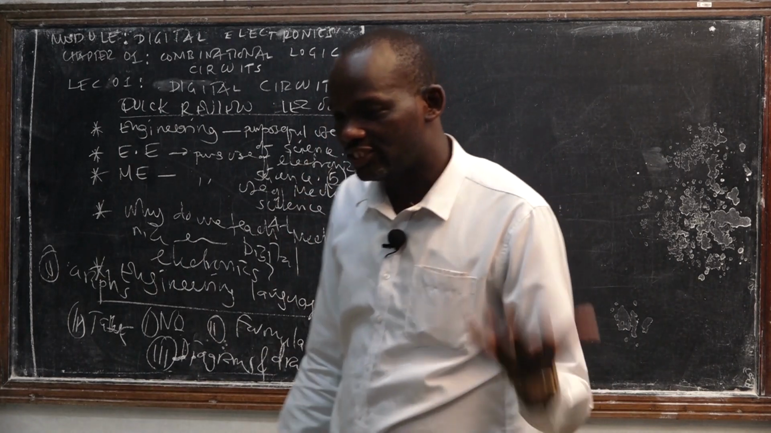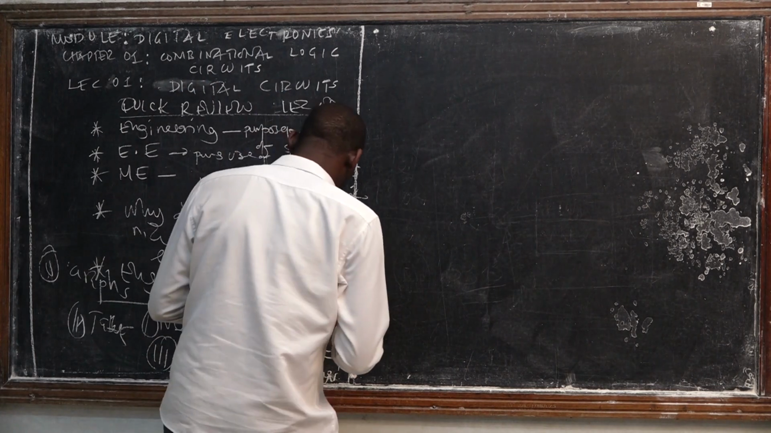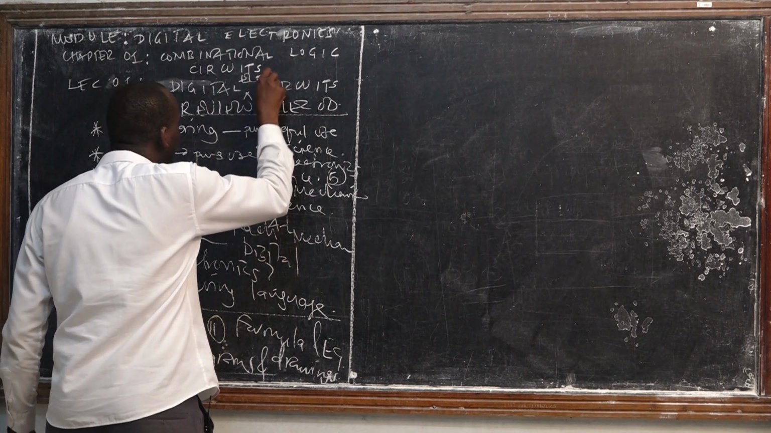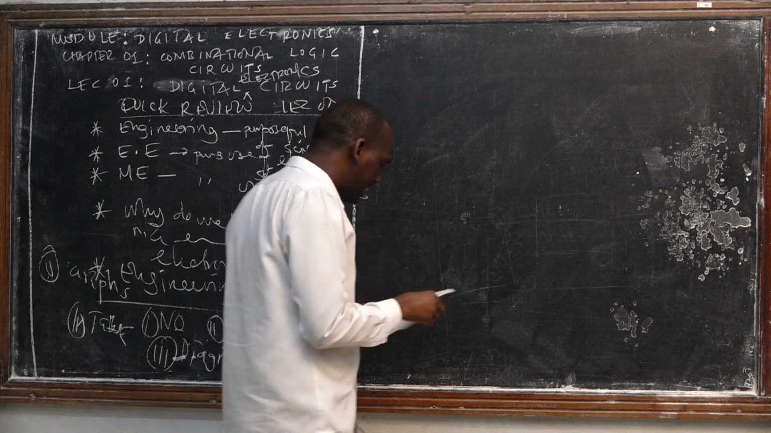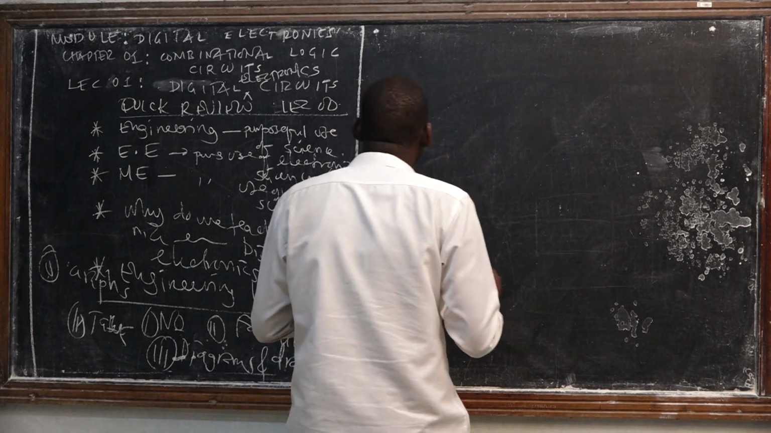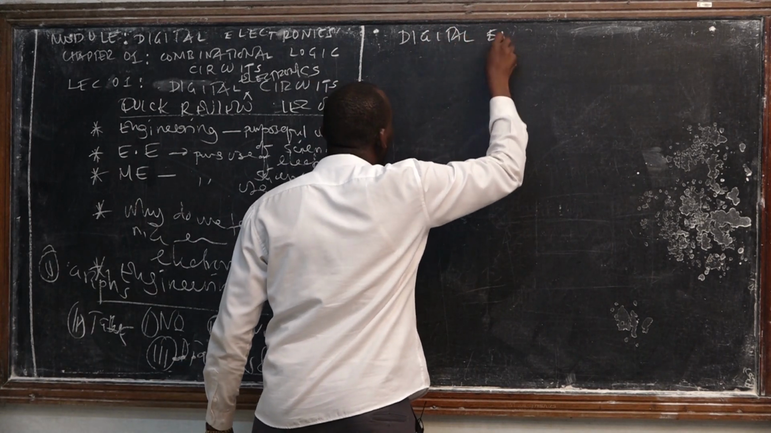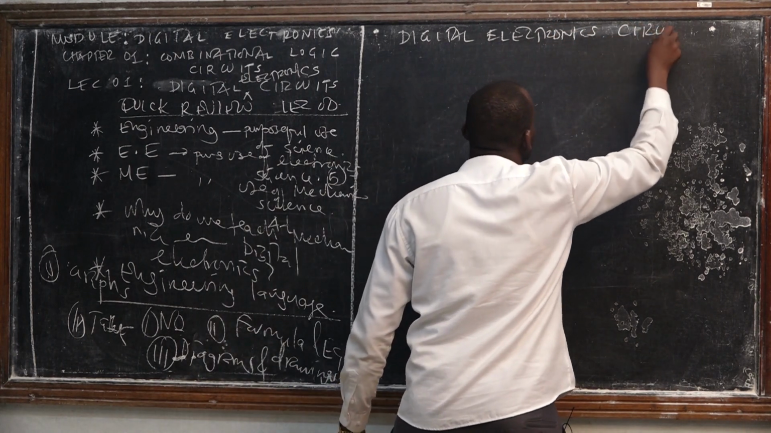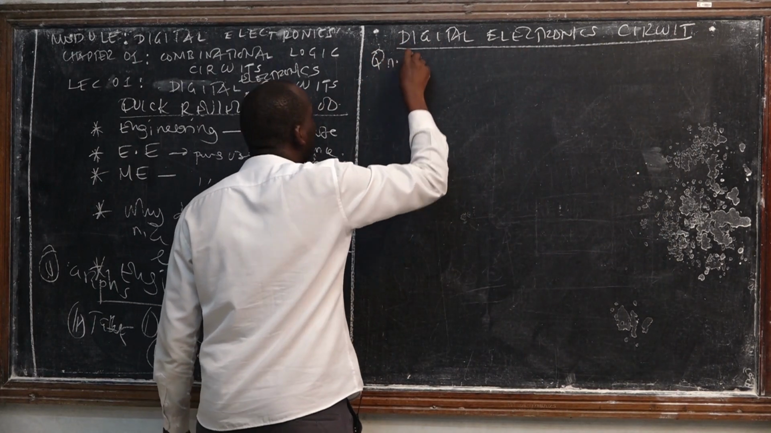Okay, so that is the quick review of what we've discussed. Let us continue today with digital electronic circuits. The subtitle of today is digital electronic circuits. Class A, say loudly, digital electronic circuits. The fundamental question: what is a digital electronic circuit? What does it mean?